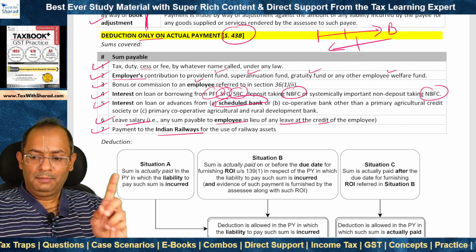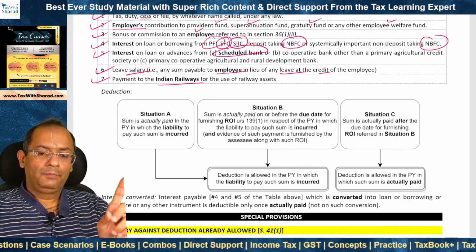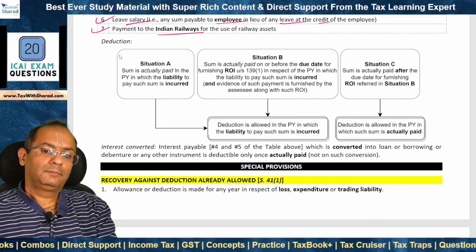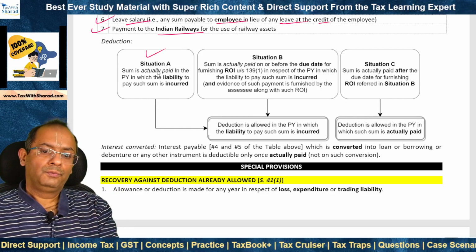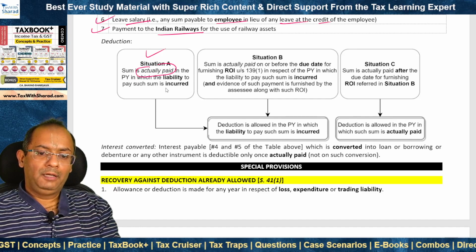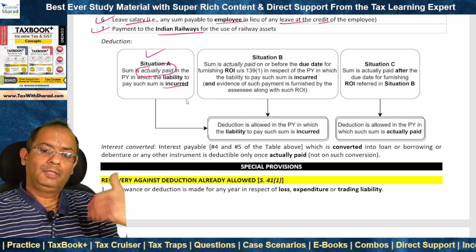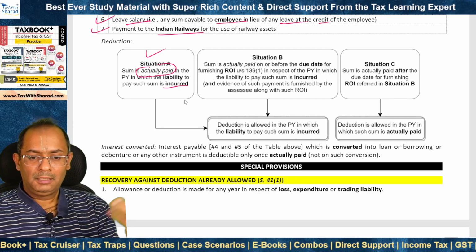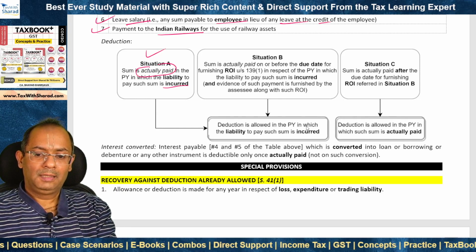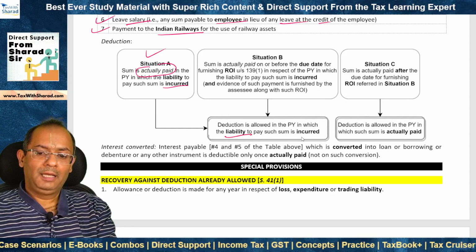In respect of these sums, deduction is only allowed on actual payment, and there are 3 situations which are possible. Situation A, there is no issue. That the sum is actually paid in the previous year in which liability is incurred. So the liability is incurred and the payment is made in the same previous year. There is no issue whatsoever. So deduction is allowed of such sum in the previous year in which liability is incurred.